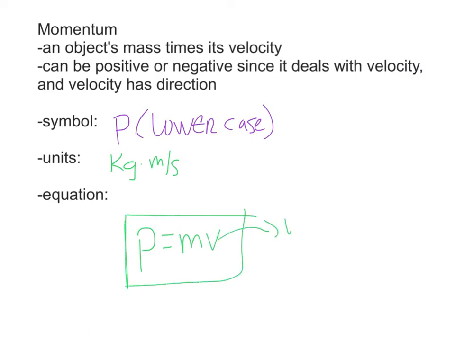So v is velocity, m is mass, and p is momentum. So momentum, very, very simple concept. Mass times velocity, p equals mv.